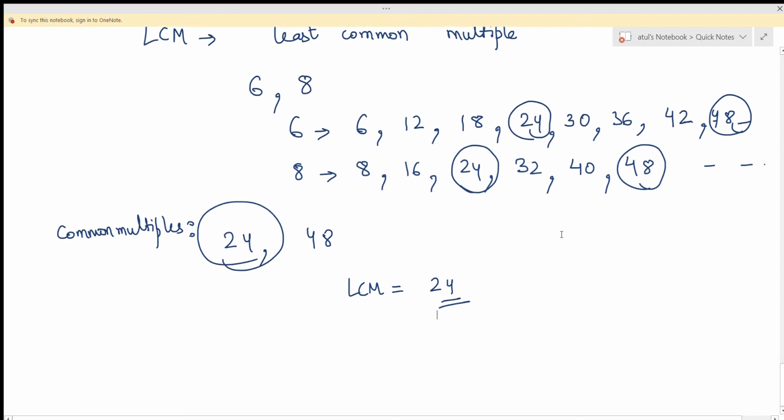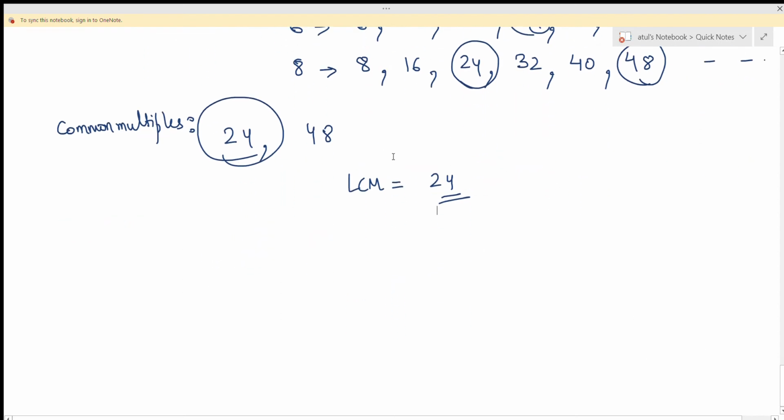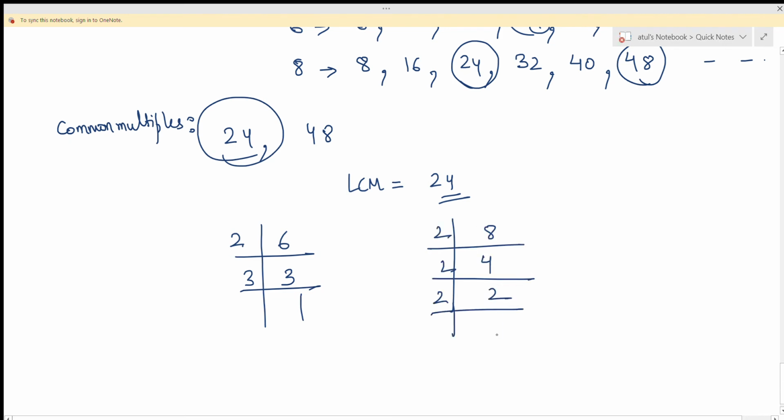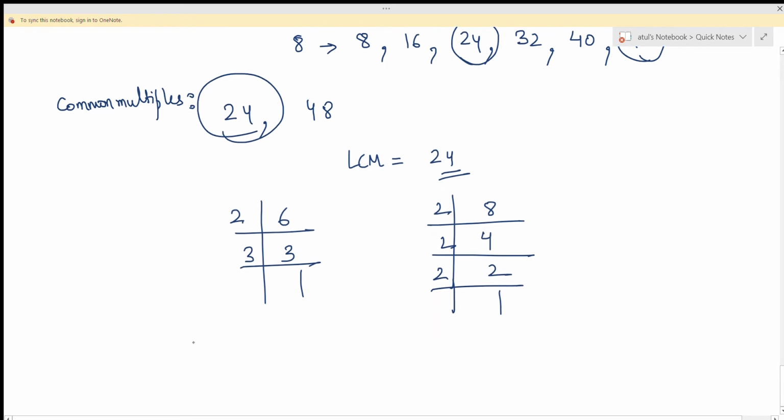Now let us find it using the prime factorization technique. So what is the prime factorization of 6? It's 2 into 3. For 8 it is what? 2 into 2 into 2. So 6 I can represent as 2 into 3 and 8 I can represent as 2 cubed.